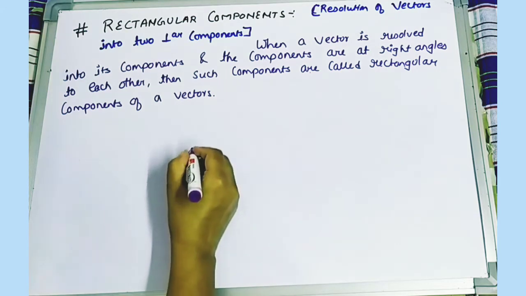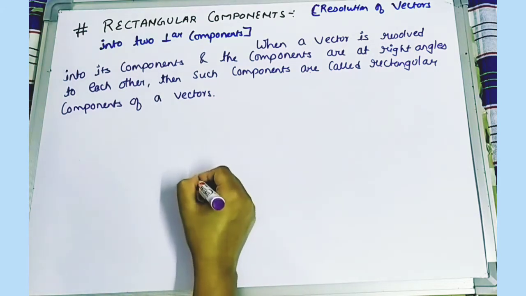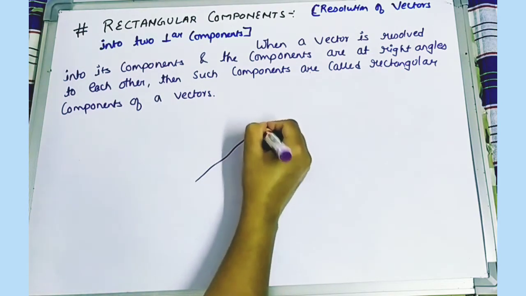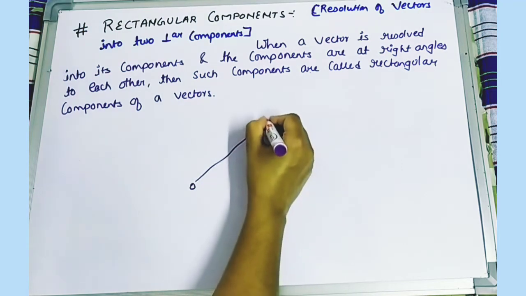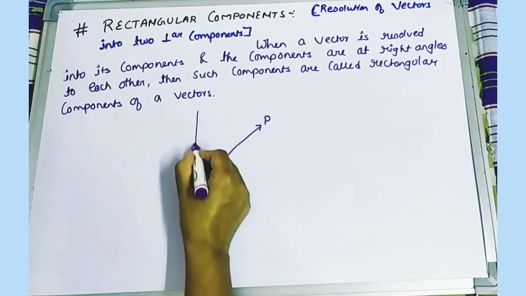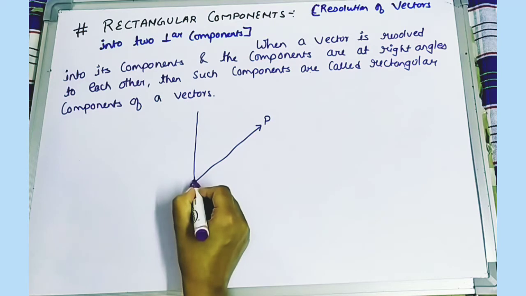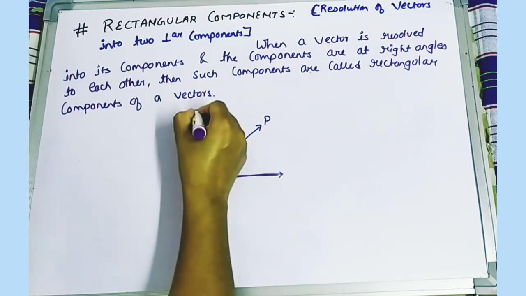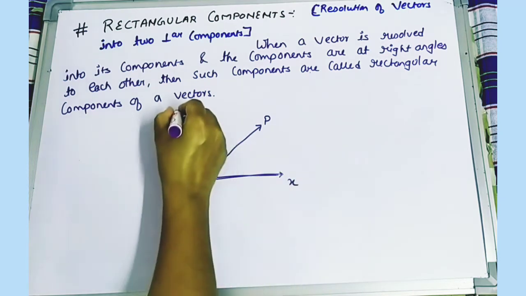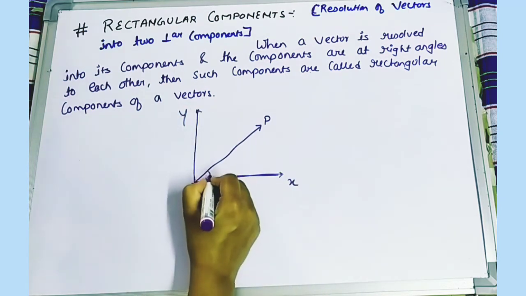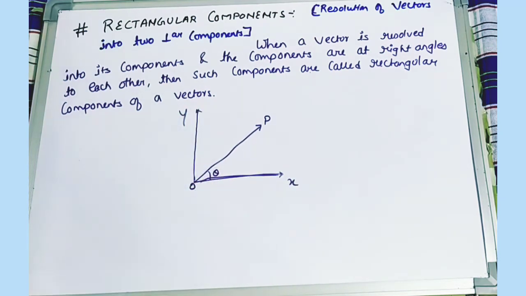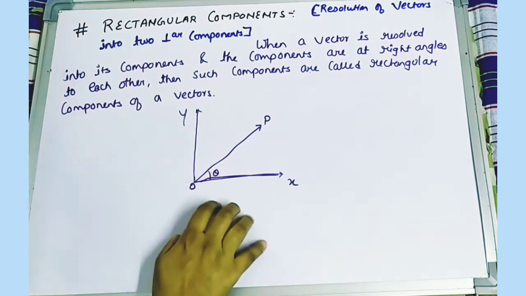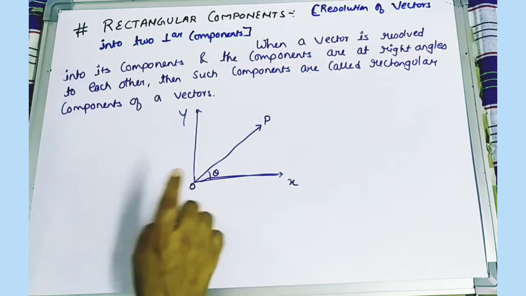So let us assume that we have a vector which we call vector OP. Suppose this vector is lying in the xy plane. This is my x axis and this is my y axis, and this vector is making an angle theta with it. Is this clear to you? Any vector which is lying on the xy plane and making an angle theta with it.